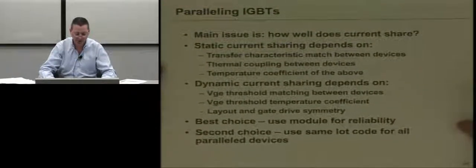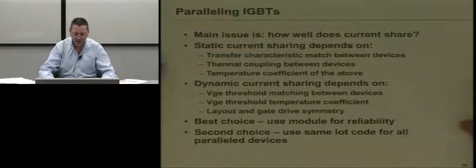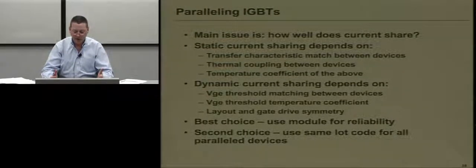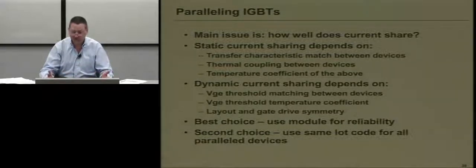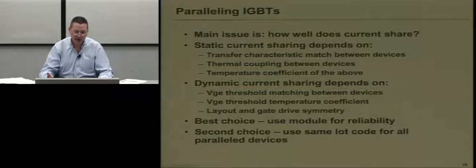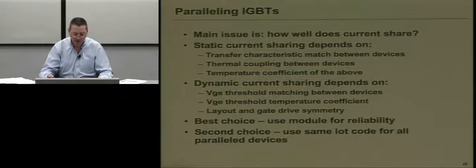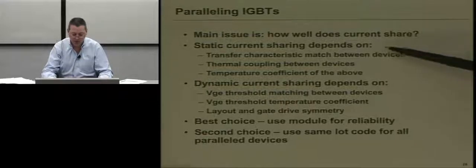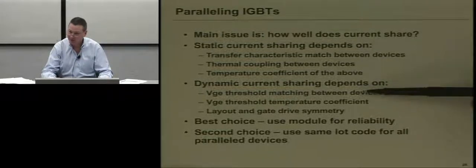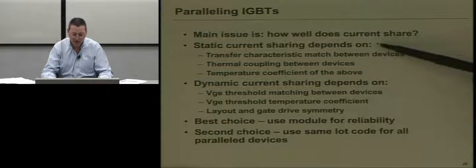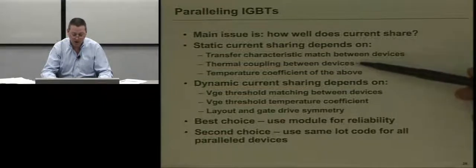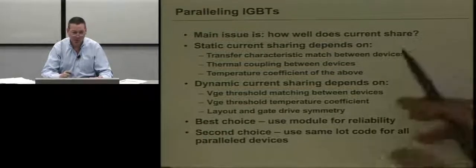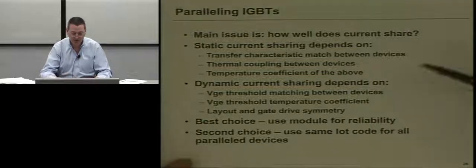So just the last couple of things here on paralleling. The IGBT die itself is made up of trillions of little cells all in parallel, but they're all processed at the same time, so they're matched, right? When you try to parallel IGBTs on your own, you run into some issues of how well they are going to share current. You have both static and dynamic current sharing potential issues. On the static side, you've got whether the transfer characteristics are matched between the devices. Are they thermally coupled? Are you going to end up with one getting hotter and hogging more and more current, and thermal runaway?